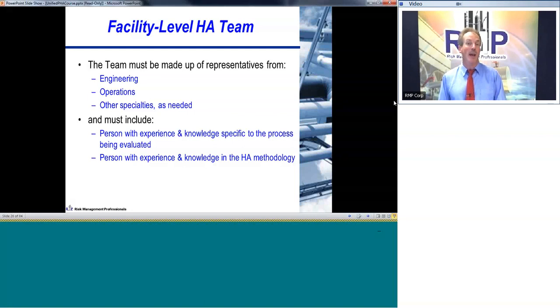Do you have to use a third-party contractor like risk management professionals? No. You have every authorization to do it internally, using your own resources, and we'll talk to you later about how to do that effectively, but you definitely want somebody who knows how to run a hazards analysis and do documentation that's effective and useful.